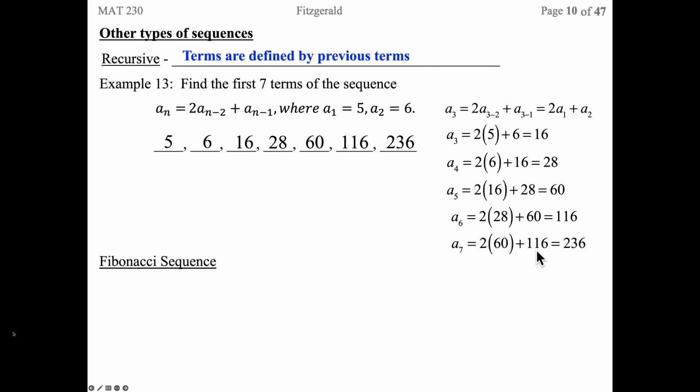Another special type of recursive sequence is the Fibonacci sequence, which is basically defined as adding the 2 previous terms, starting with 3 as n, and the first 2 terms are 1. So 1 plus 1 is 2. 1 plus 2 is 3. 2 plus 3, 5. 3 plus 5, 8. 5 plus 8, 13, and so on and so forth. That's a famous recursive sequence.